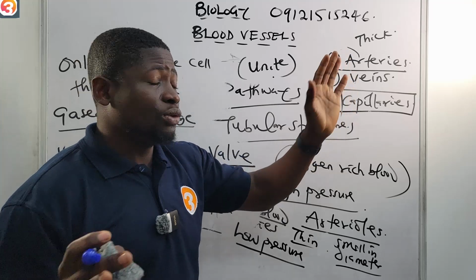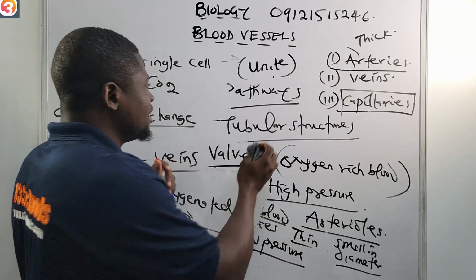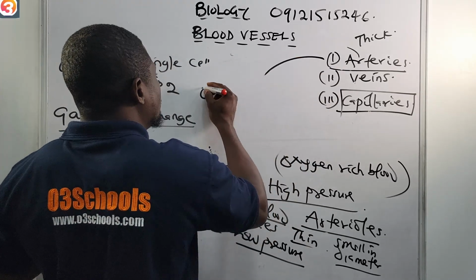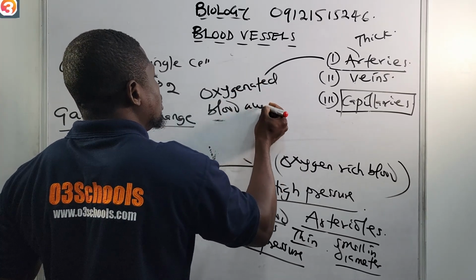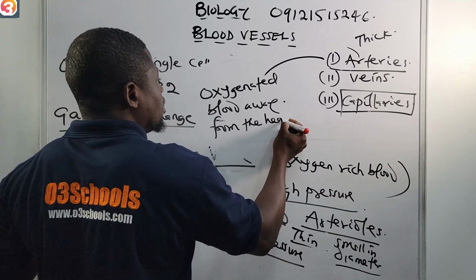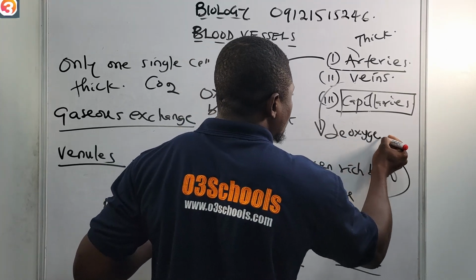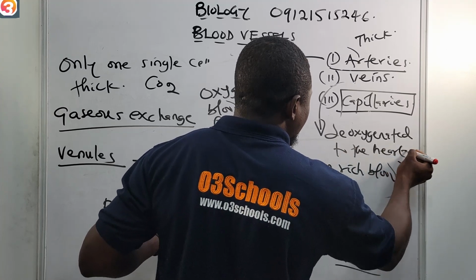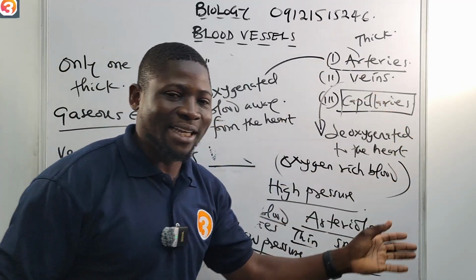In summary, the arteries take oxygenated blood away from the heart. Veins take the deoxygenated blood to the heart, while the capillaries are a link. They link both the arteries and the veins together.